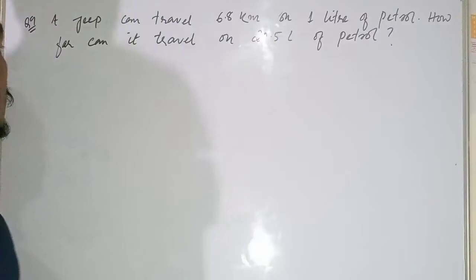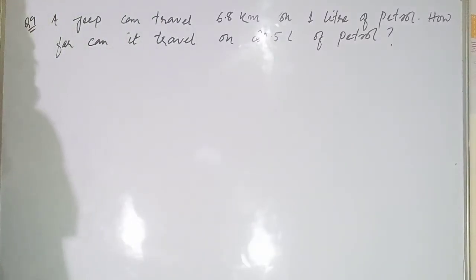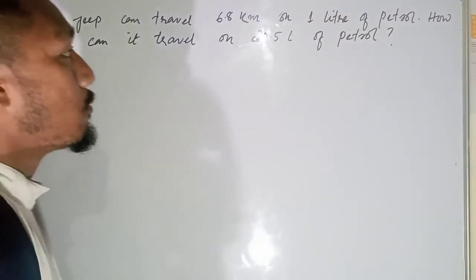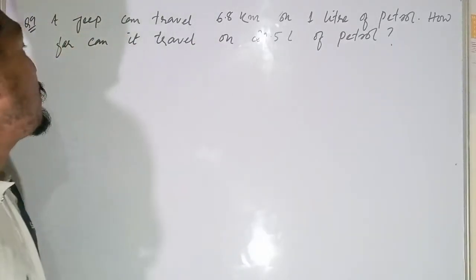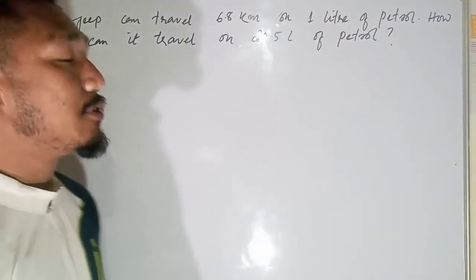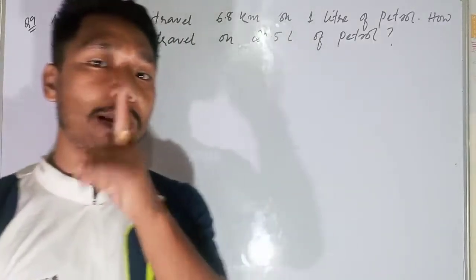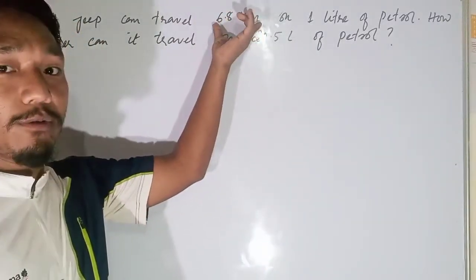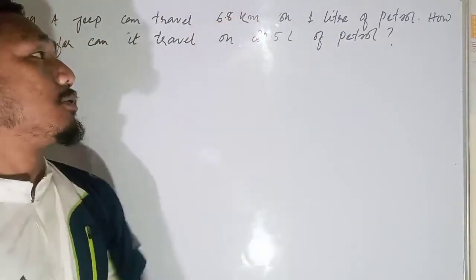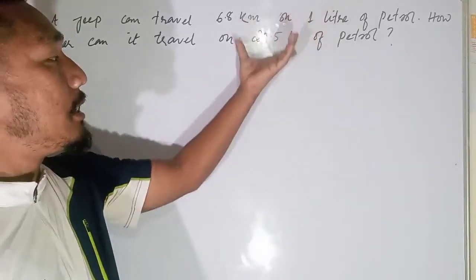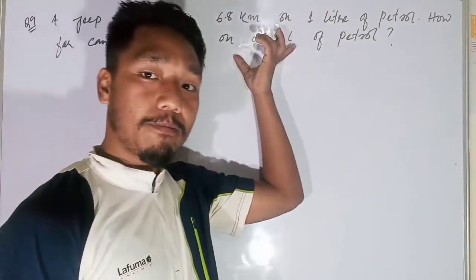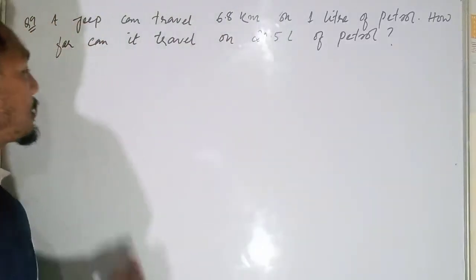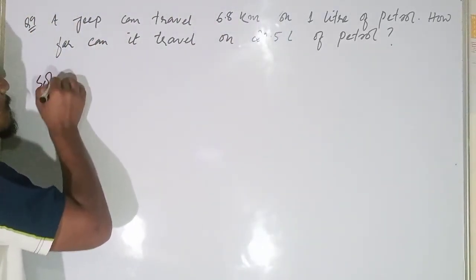Okay, this is our next question. That is question number 9. A jeep can travel 6.8 kilometers on 1 liter of petrol. And how far can it travel on 20.5 liters of petrol? So if you put only 1 liter, a jeep can cover the distance of 6.8 kilometers. Then in 20.5 liters, how much distance does it travel? That we have to calculate. Solution given.